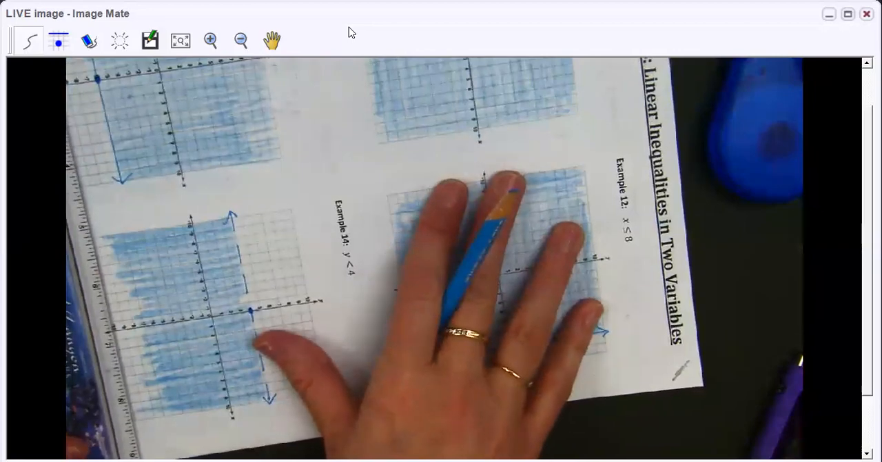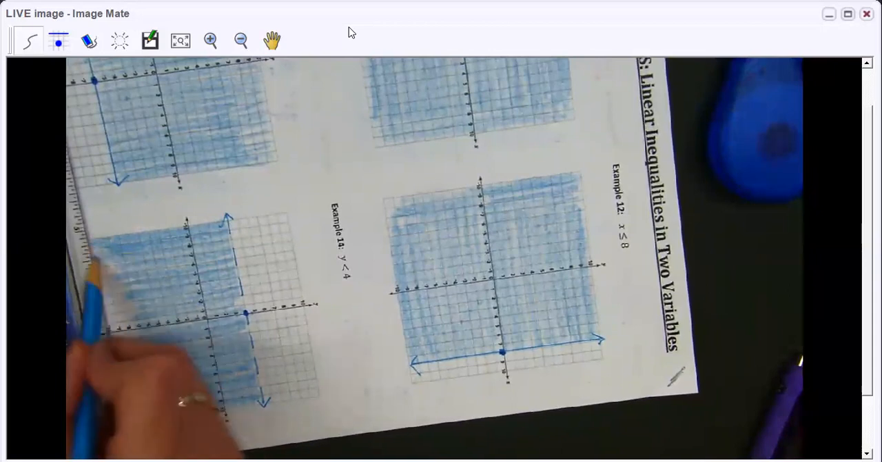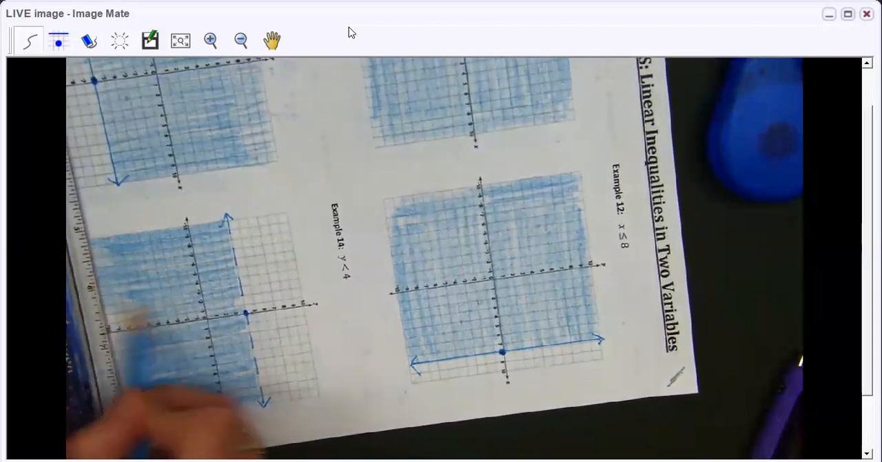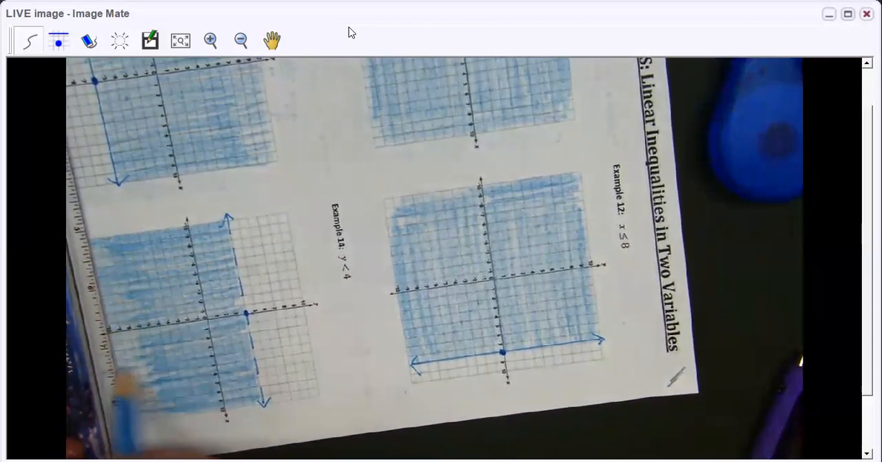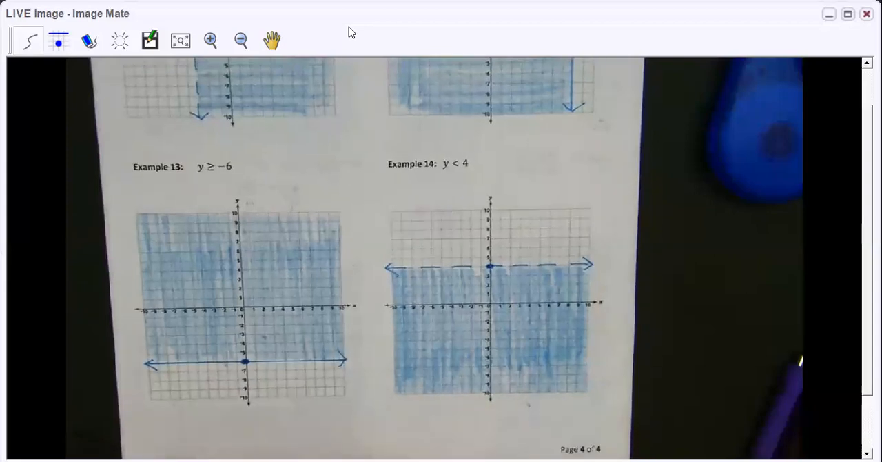Hey, you guys remember to use these notes when you're doing your homework as far as what areas to shade if you get confused, or whether it's a dotted or a solid line. Okay, so that is 13 and 14. That concludes lesson 4.8 and chapter 4.